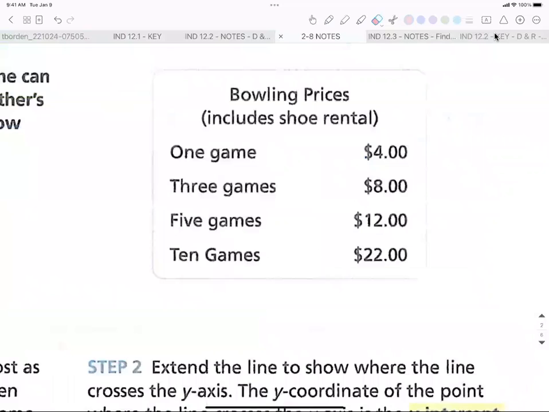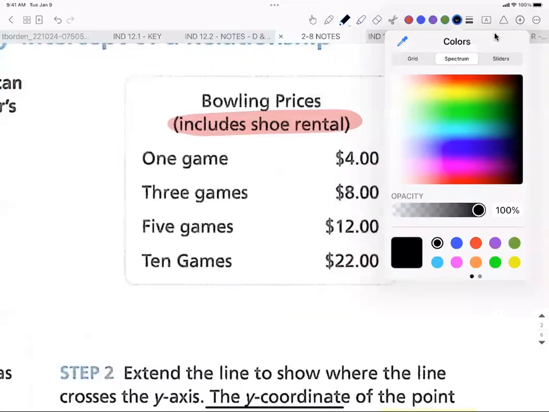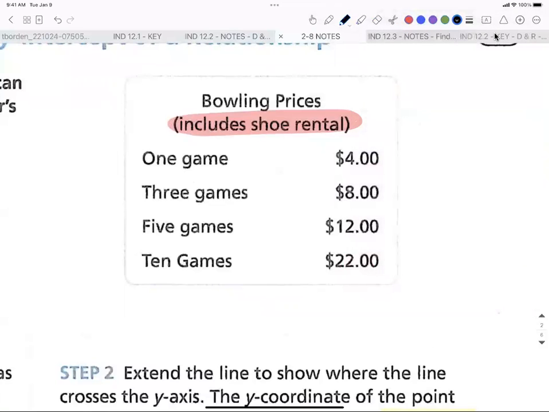So the first thing I want to do is, this is bowling prices, and it says that it includes shoe rental. Okay. So whatever price is quoted here, it includes shoe rental. So I'm going to do a couple of things here. The first thing I want to do is identify what's the X and what's the Y. Because in all these tables and graphs that we're given, they're all over the place. Sometimes they're on the left, sometimes on the right, sometimes on the top, sometimes on the bottom.